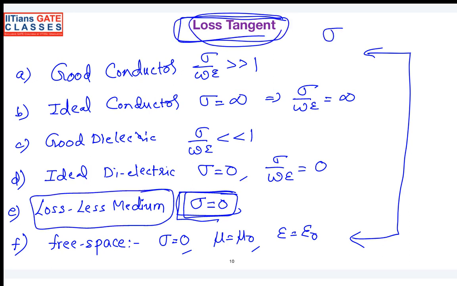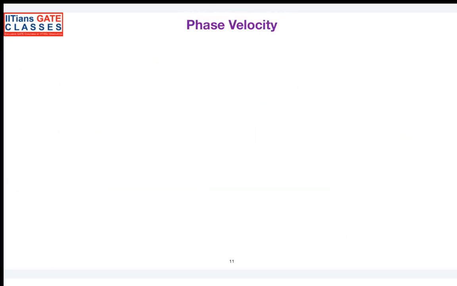Fine, we'll go ahead. And the next concept is the phase velocity. So till now, what we have seen is that when the wave propagates in any medium, how much attenuation is occurring, that is given by alpha, and how the phase of the signal is varying with respect to time.